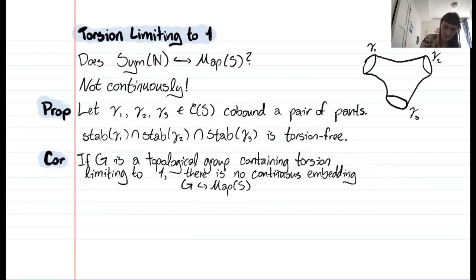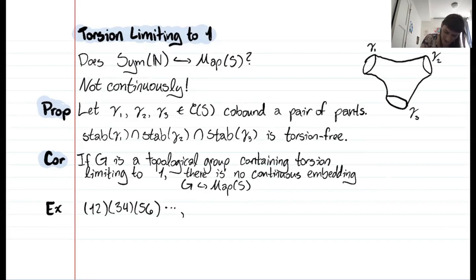The reason, I guess, that the symmetric group on a countable set does not embed continuously into the mapping class group of S is because it has torsion limiting to the identity. Let me give you an example. I'm going to write elements of the symmetric group on a countable set in cycle notation. Here's an element. It swaps 1 and 2, swaps 3 and 4, swaps 5 and 6, and so on and so forth. So that's one element. It has order 2, since disjoint cycles commute.